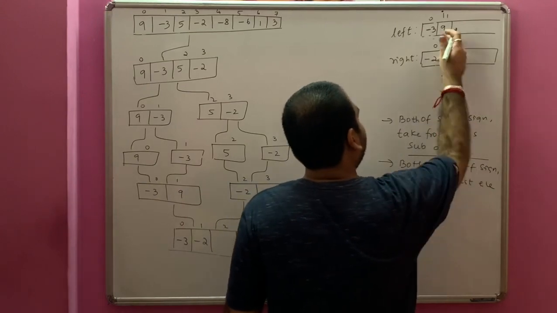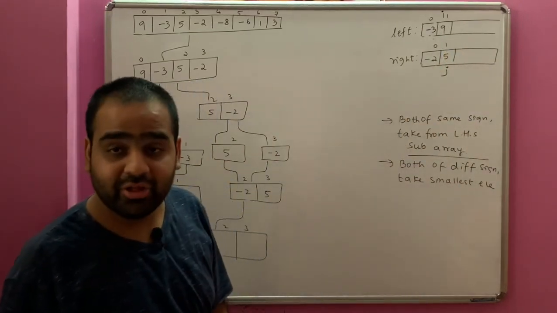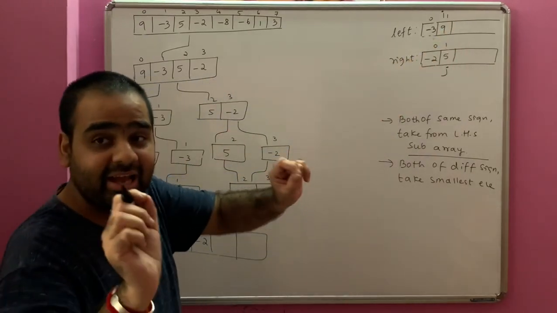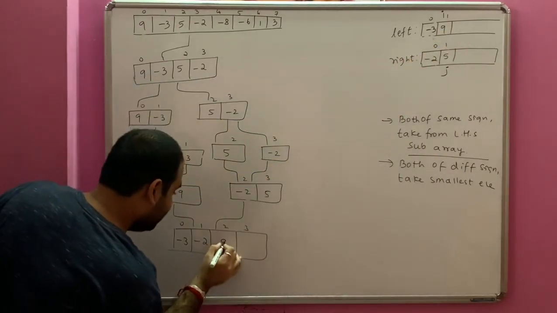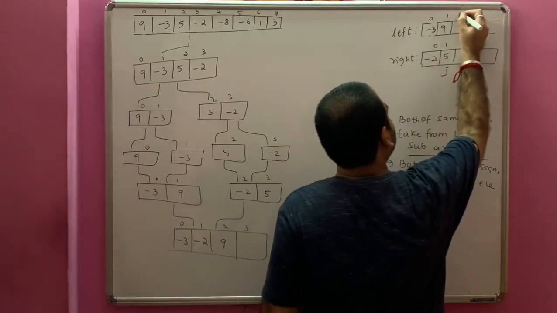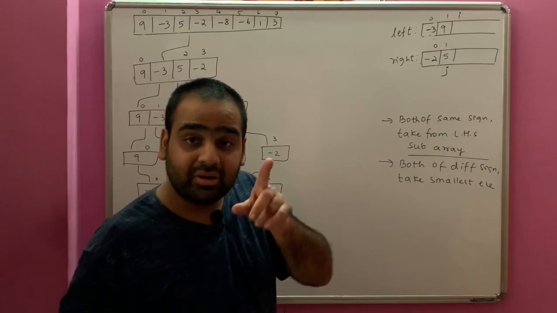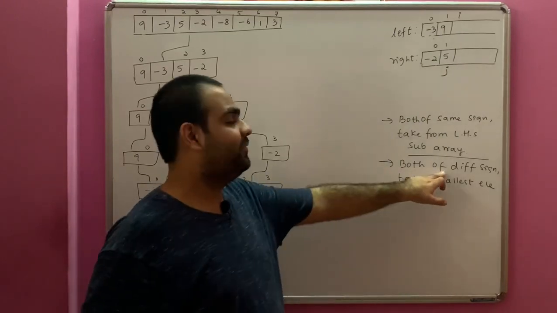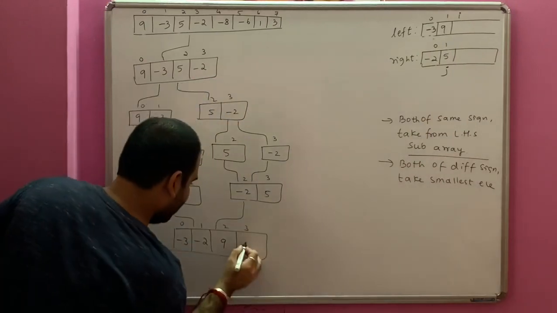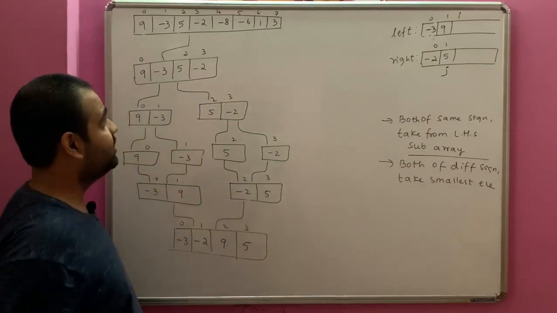Now this is 9 and this is 5. Are both of the same sign? Yes, both are of the same sign. Therefore, take the element from the first array, that is the LHS array. 9. Now you say I plus plus. You don't say which is less here. You take the lesser one only if they are of different sign. Okay. Now you reach the end. Therefore, you take 5 and write it here. This becomes the LHS subarray.